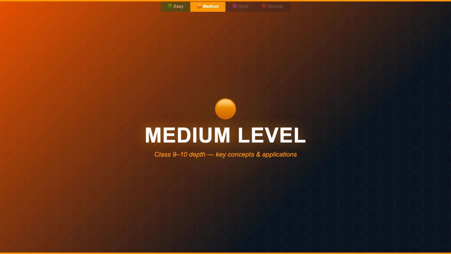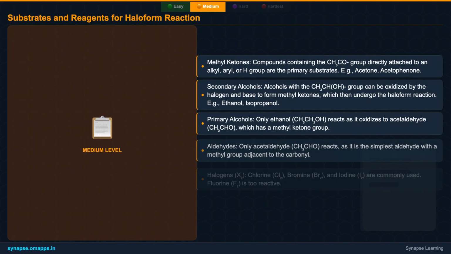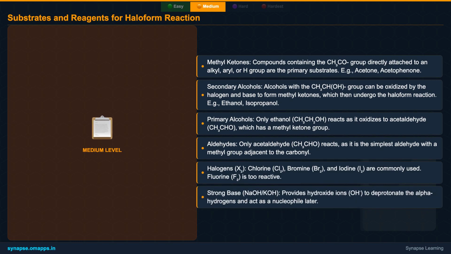We'll explore the specific reactants and understand the step-by-step process. The haloform reaction isn't just for any compound. It's quite specific. Firstly, it requires methyl ketones, which are molecules containing a CH3CO group. Think of common examples like acetone or acetophenone.